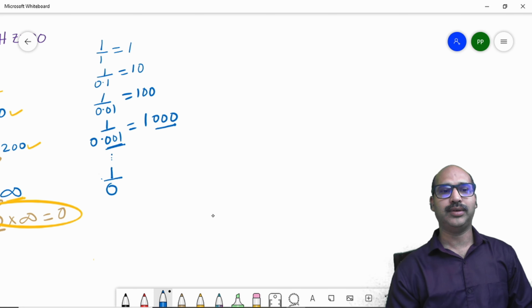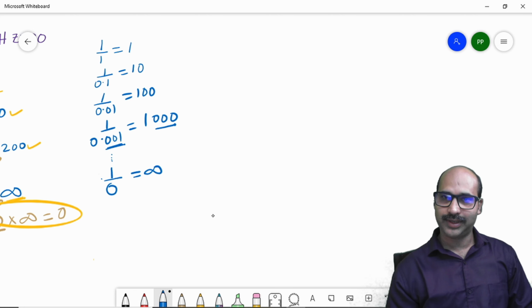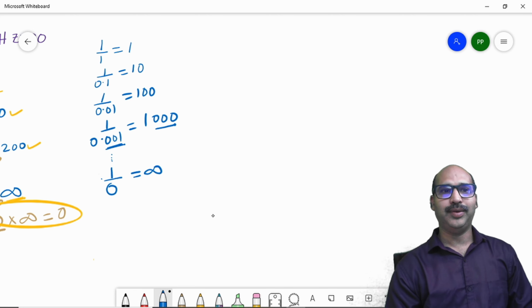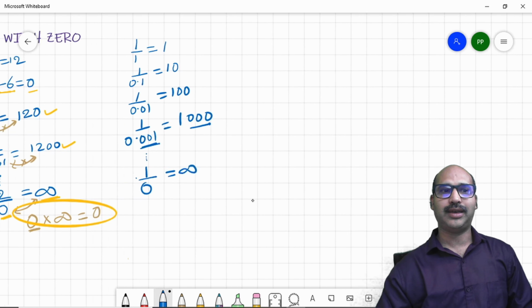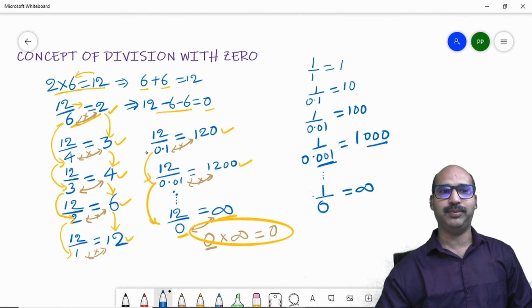And so on. When it comes to 1 by 0, is this equal to infinite? Again, here 1 by 1 equals 1, 1 by 0.1 equals 10, 1 by 0.01 equals 100. But here 1 by 0 is equal to infinite. From this earlier analysis, what we have observed here, 12 by 6 is equal to 2. That means 6 has to be subtracted from 12 two times to get 0.